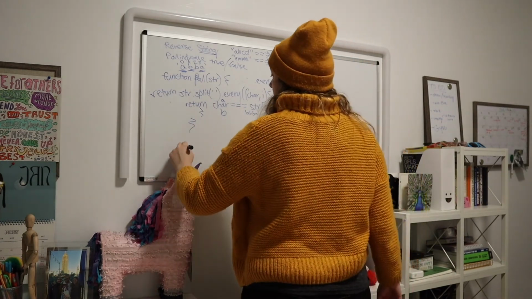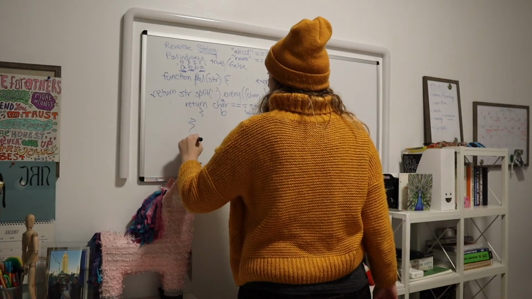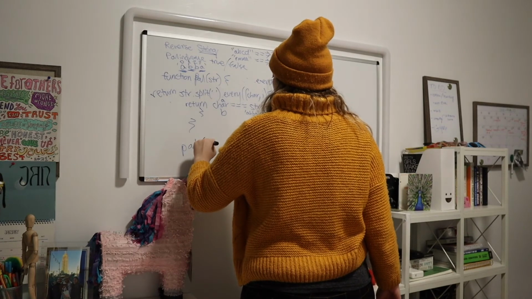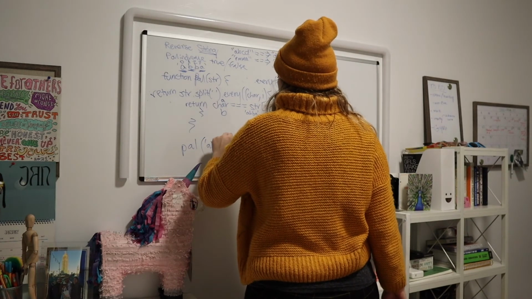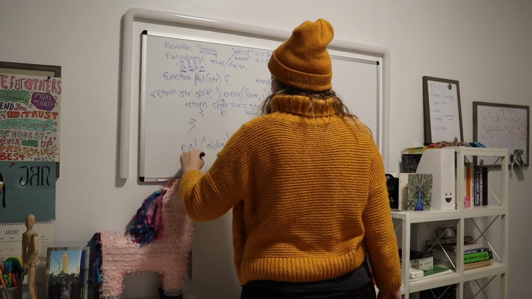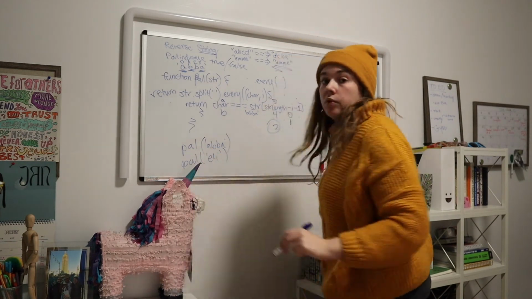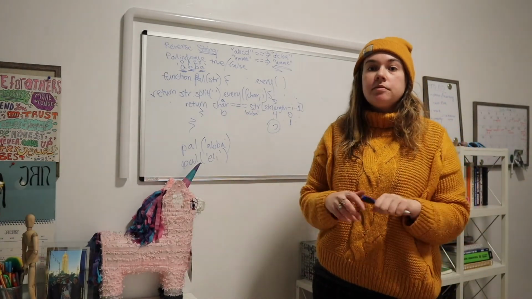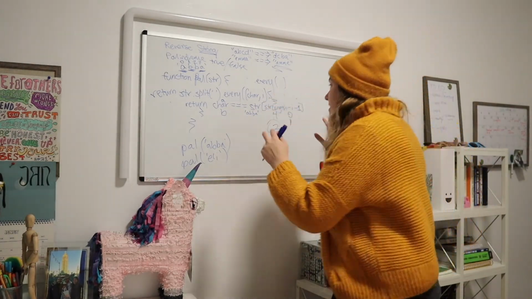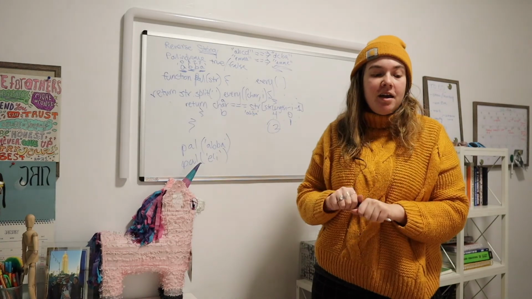And so we want to return that, and that will return the Boolean. And then we can check it by doing palindrome ABBA. That would return true. Palindrome Eli, however, would return false. I think I spent a lot of time facing the whiteboard, so I hope you were able to see that.